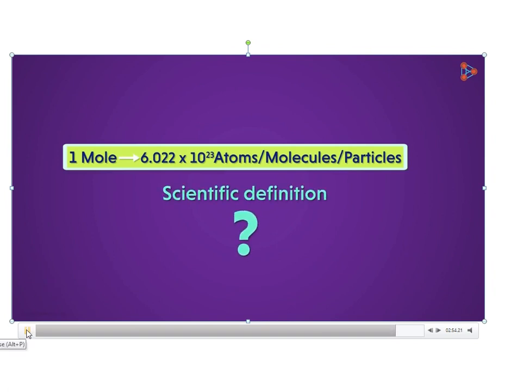So coming to the end, what would be the scientific definition? The scientific definition will be: 1 mole of any atom, molecule or particle is basically 6.022 into 10 raised to the power 23 atoms. Now, the question that will arise from many of you is, sir, then how will we know how many moles are there in any atom or quantity of a gas? This will be covered in the second video as we move on.